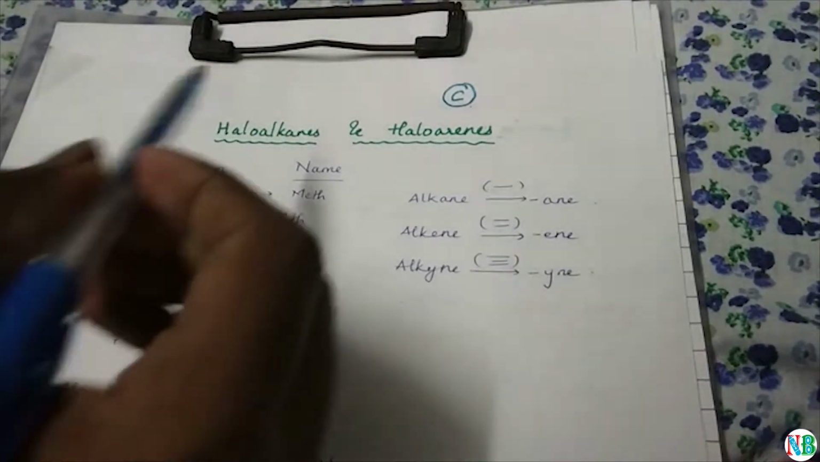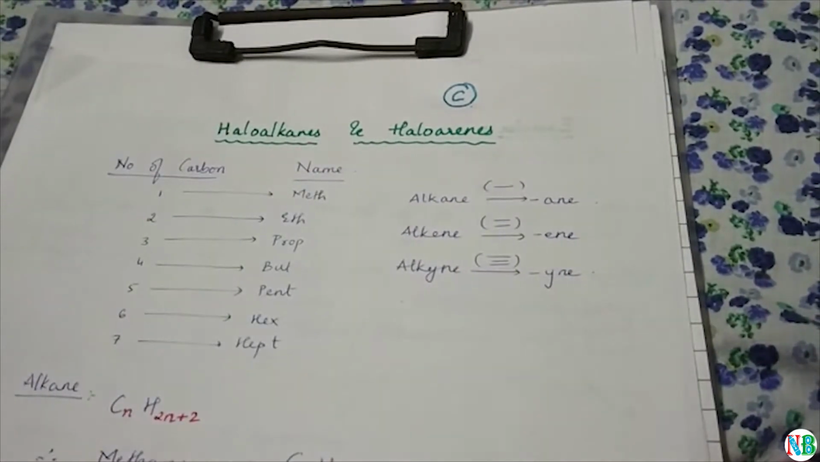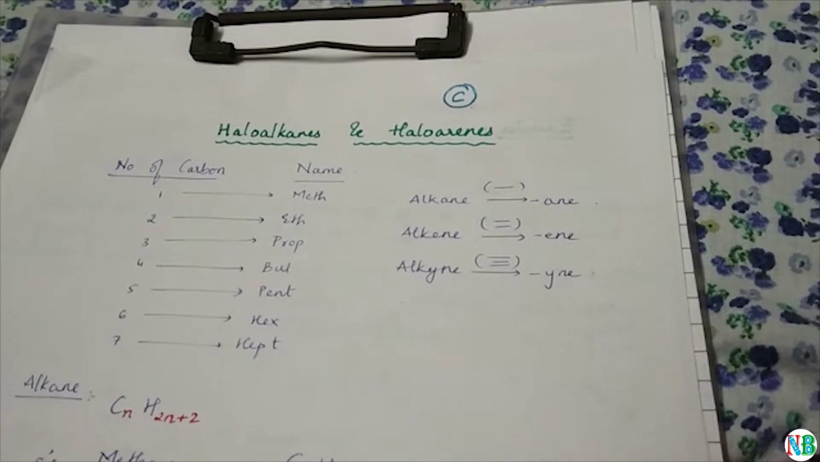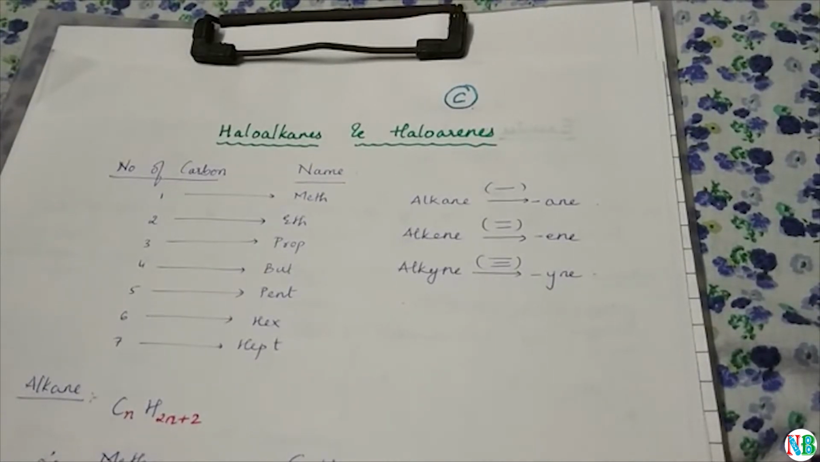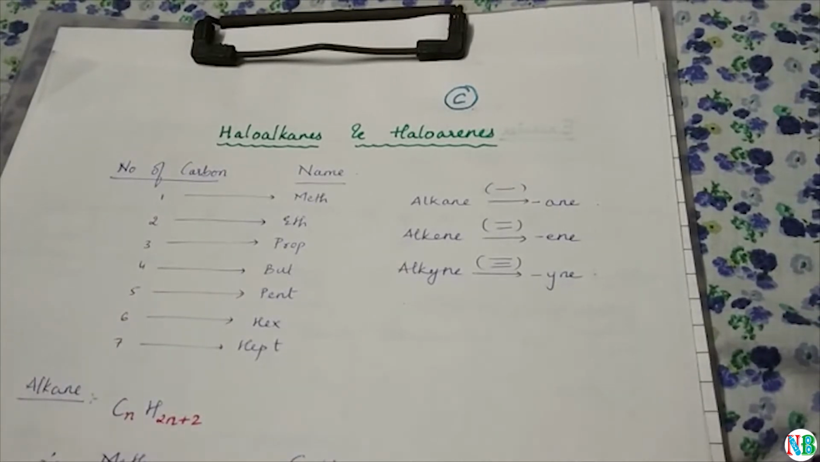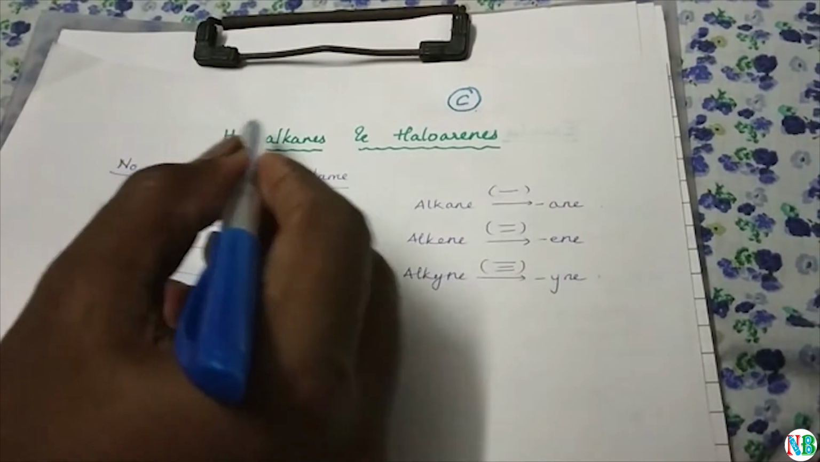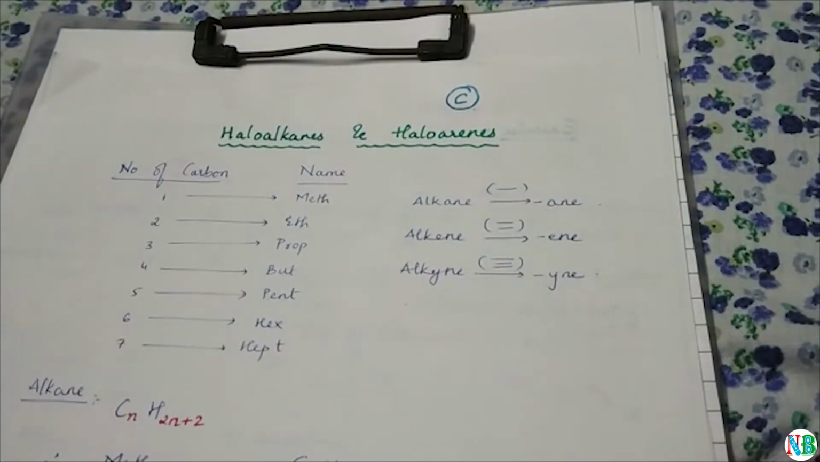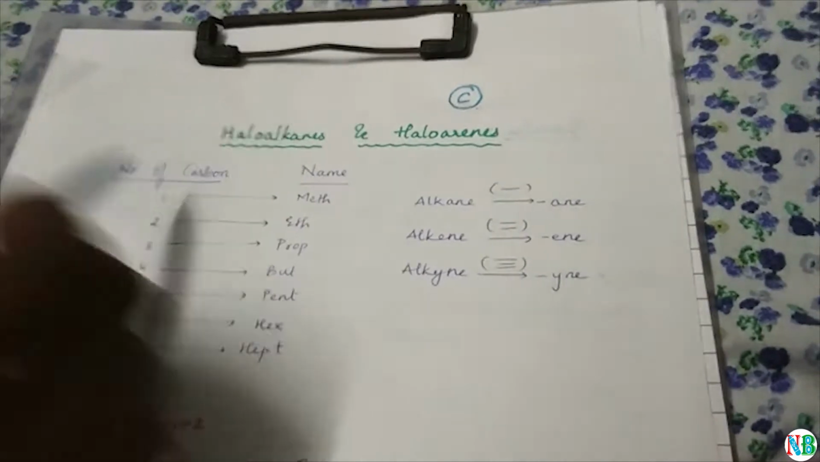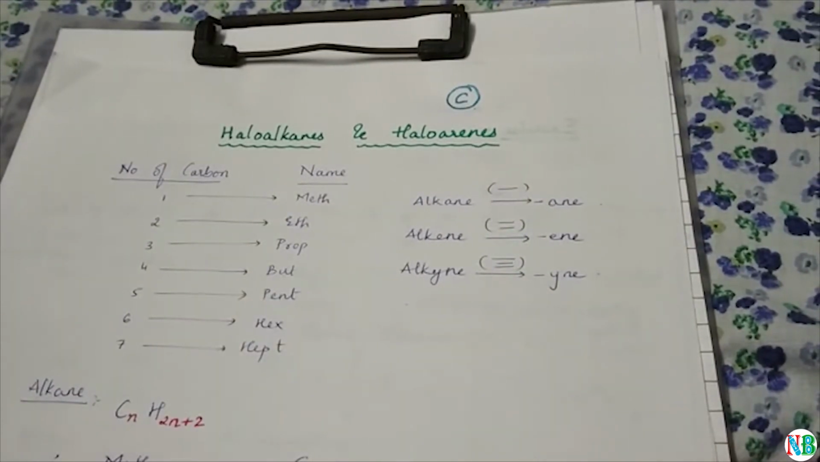So what exactly are haloalkanes? Alkanes, like we studied, are sp3 hybridized single bond compounds, and halo is your halogens. So halo is your halogens and alkanes are your sp3 hybridized single bond compounds. Now we'll move into the basics a little.